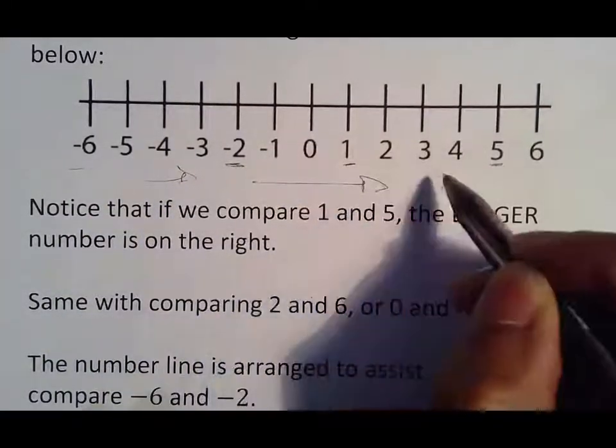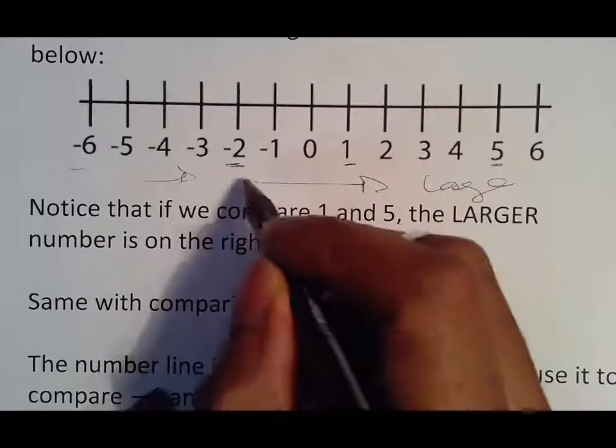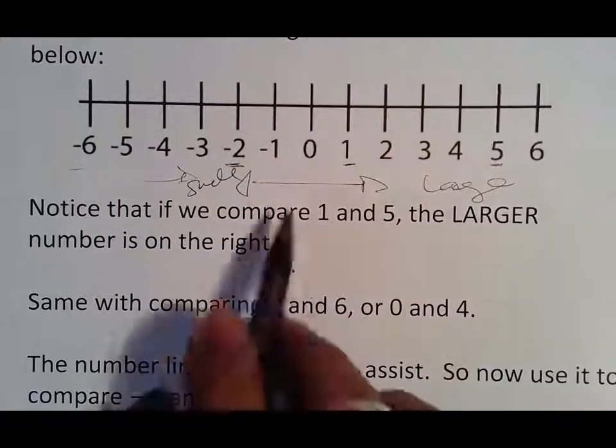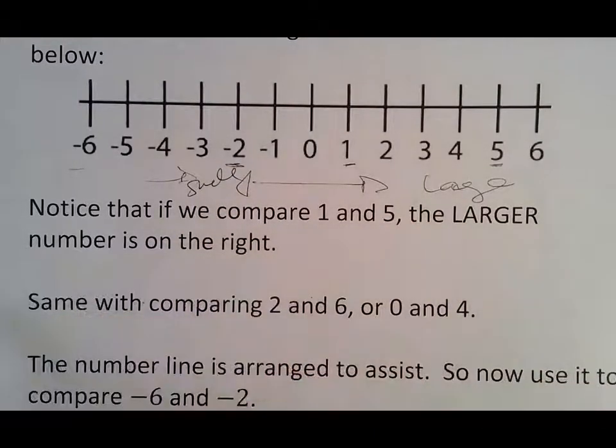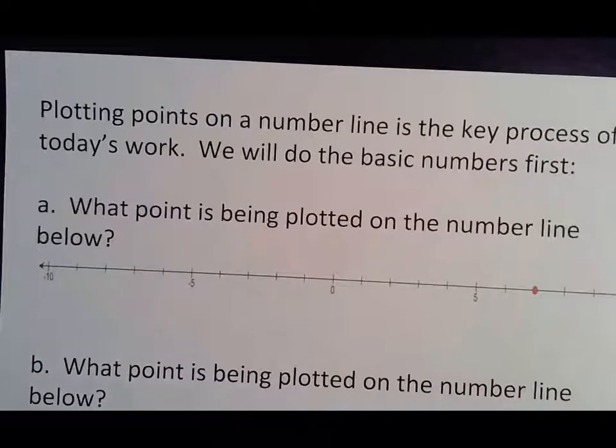In other words, on a number line, larger numbers go this way, that says large, by the way, I just forgot the R, and the smaller numbers go that way. Okay, so again, larger numbers on that side, smaller numbers on that side, and you can use that to your advantage. Plotting points is the key process of today's work though.